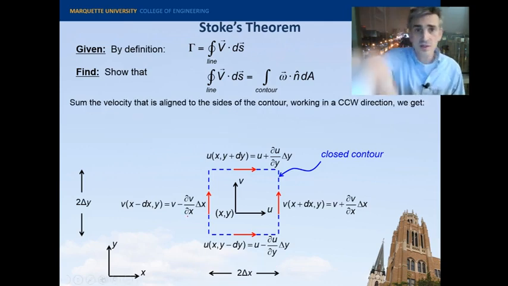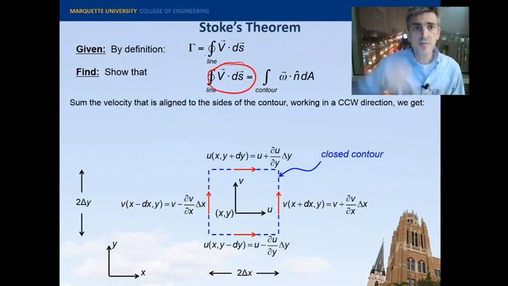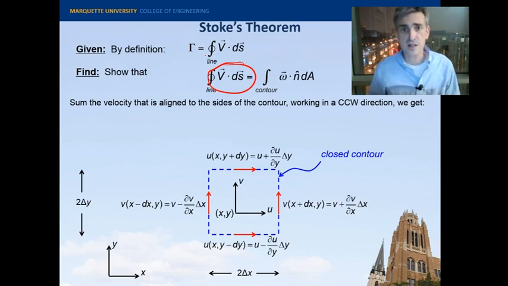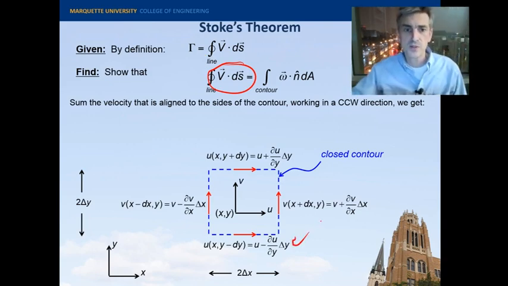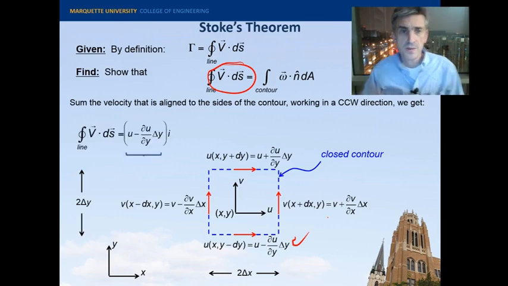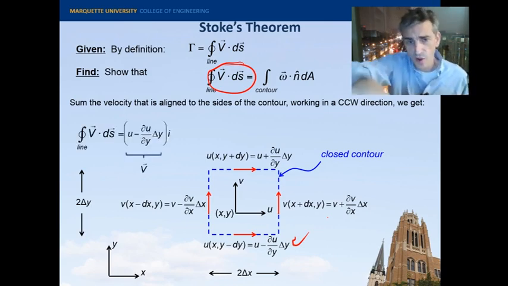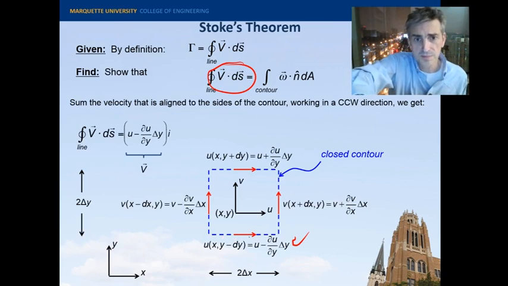All right, so according to what the definition is, we just sum the velocity along this contour and we'll work in a counterclockwise direction. So I'm going to start down here. I'm going to start with that guy right there. So that's the velocity along this closed contour.